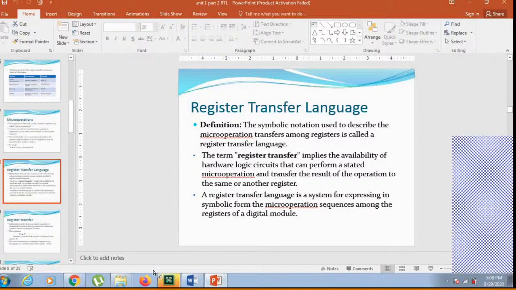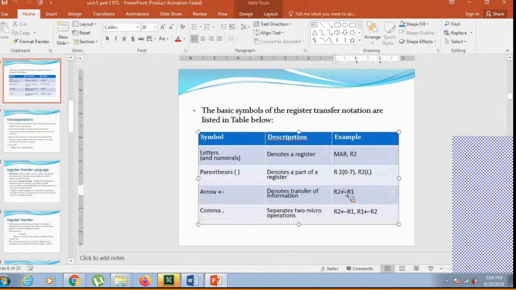In the same way, when you want to specify the register transfer from one register to another register, you can specify something like R2 reverse arrow R1, and always the register transfer happens from the right hand side register to the left hand side register. If I write R2 reverse arrow mark followed by R1, then it means that on the right hand side we have a register R1, on the left hand side we have a register R2. That means R1's data is completely moved to R2. That is the way of representing a register transfer language. Next we will see register transfer.